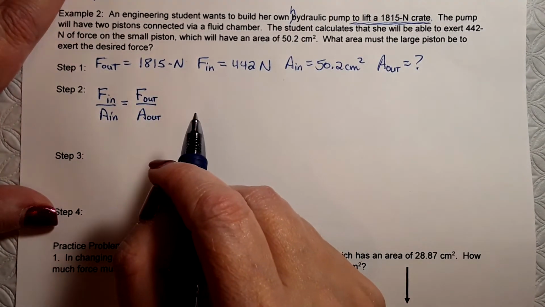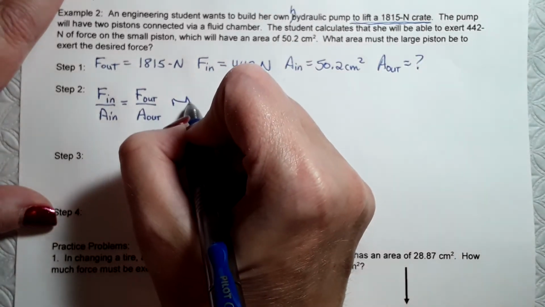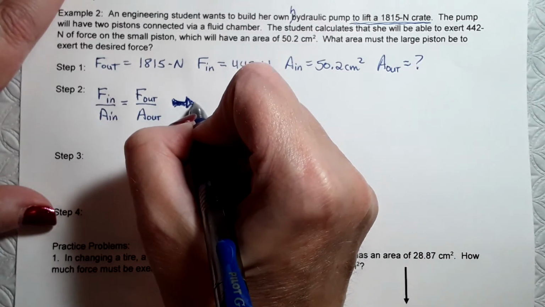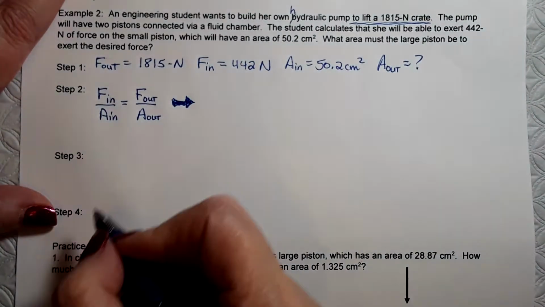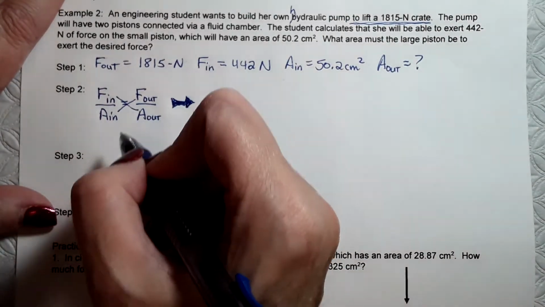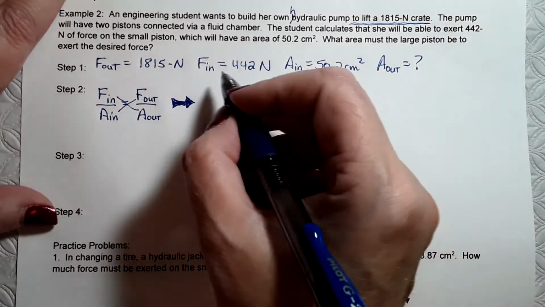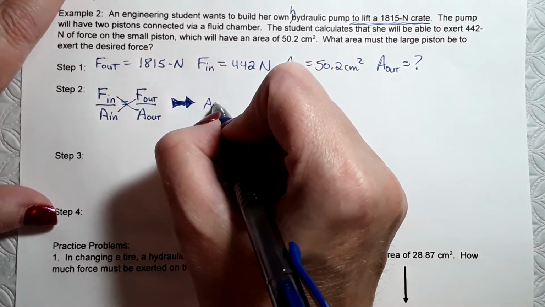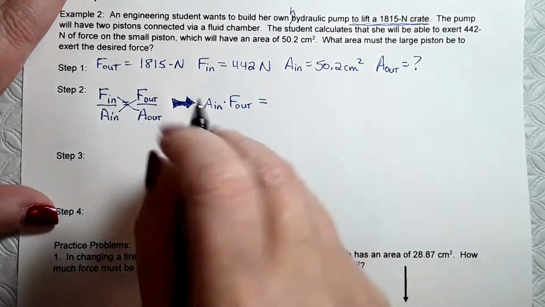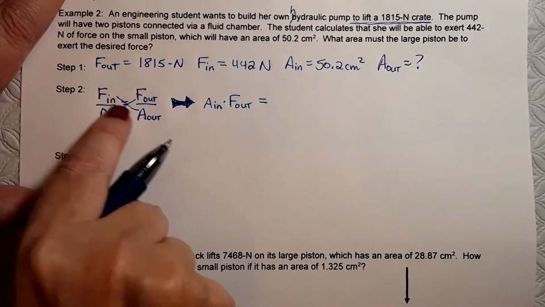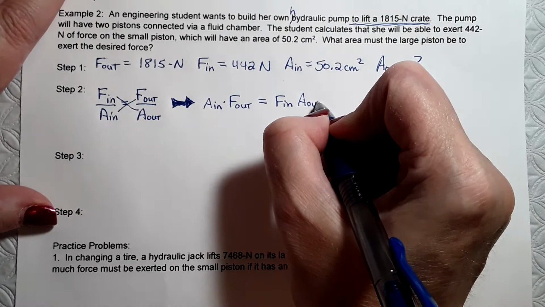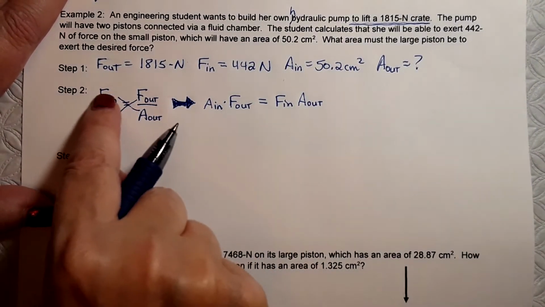There we go. Now, what is our trick that we're going to use? You like my little funky arrows? Okay. There we go. We're going to cross multiply. All right, these two sides, so let's try it. A in times F out for this side, then your equal sign, and then these two, F in times A out. Okay, so we've cross multiplied.